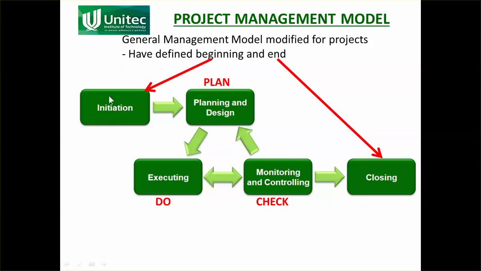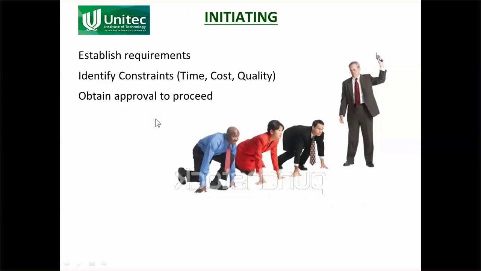So let's look at this project management one. Remember, the words are different, but the processes are basically the same as that management model we looked at in the beginning. So initiating is establishing the requirements, identifying the constraints, time, cost, quality, and obtaining approval to proceed. So this is when the client says yes, go ahead with the job.